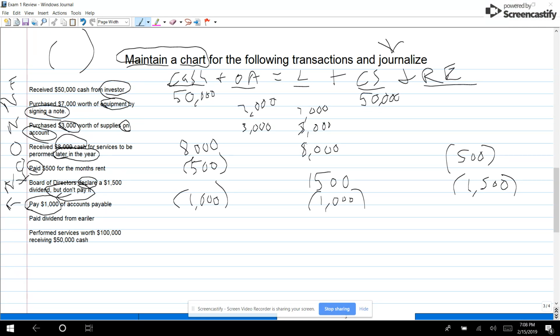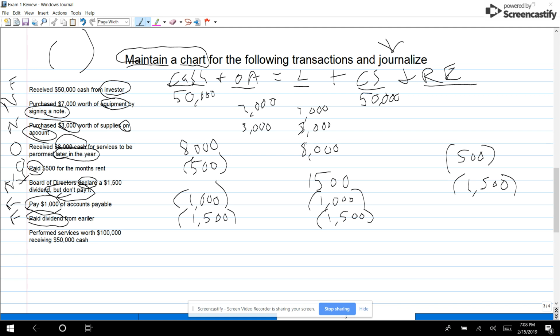Pay the dividend from earlier, so the 1,500. Obviously we're paying something, so our cash is going down again, 1,500. And the liability is going to go down because we don't owe the shareholders anything anymore. And that is going to be a financing activity. All right, so now for this final one.